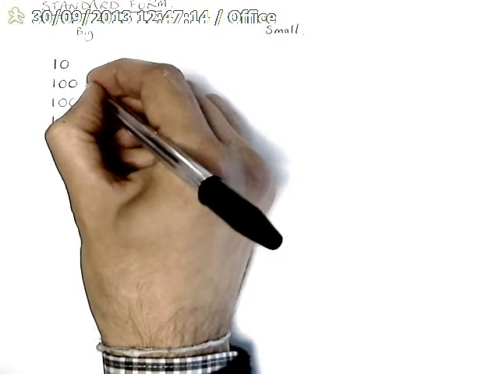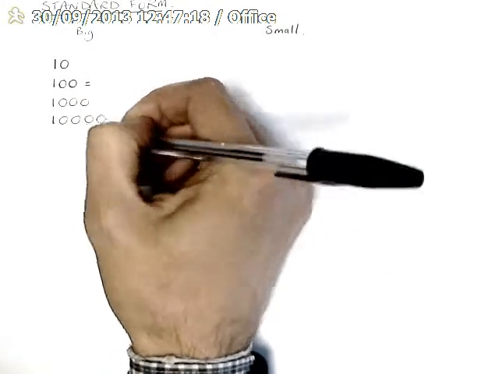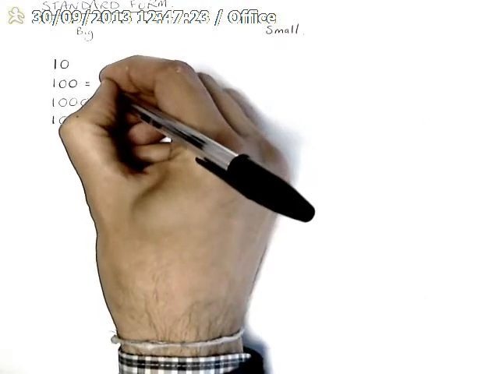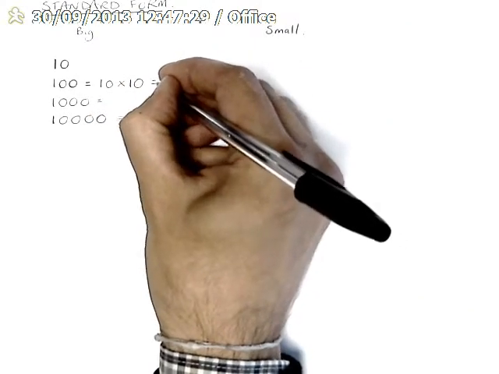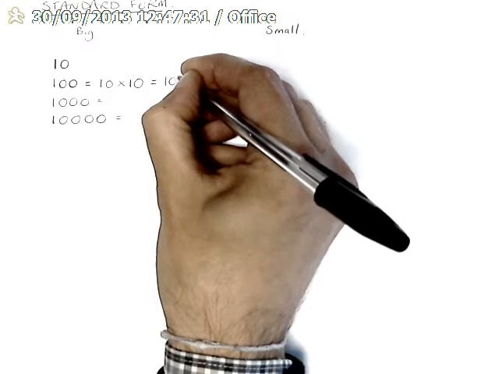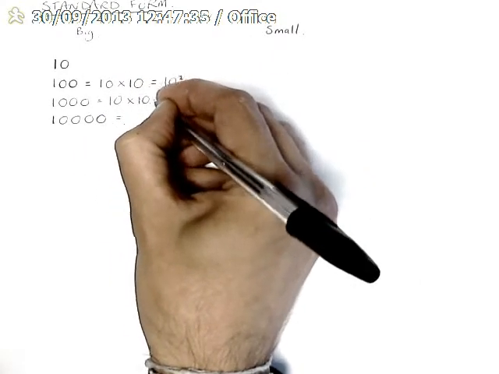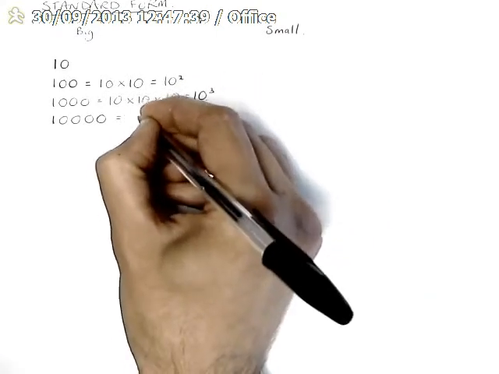10, 100, 1000 and 10,000. Let's look at another way of writing those. If we say 100 is 10 times 10, that's the same as writing 10 squared, and similarly 1000 is 10 times 10 times 10. So we could say that's the same as 10 cubed, and I could go on, etc.